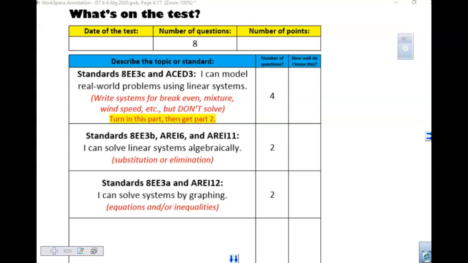You guys are Monday. I can model real-world problems using linear systems. There's 4 questions. It says you will write a system. For a break even, you'll have a mixture. You're going to have a wind speed. One of the other problems, you'll do this part of the test, then you'll turn it in.